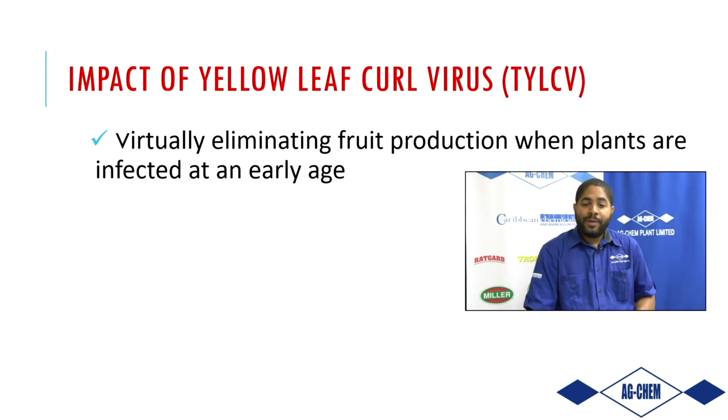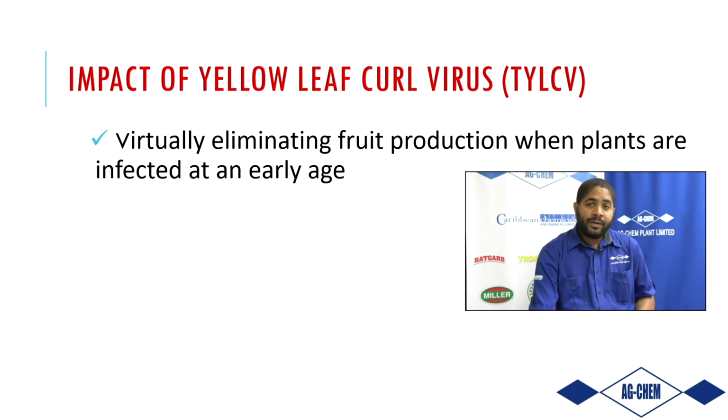Now, the impact of the yellow leaf curl virus, it will virtually eliminate all of your food production, especially when the plants are infected at an early stage. Typically, in the first 4 weeks, when the infection starts to show itself, it will severely limit your overall production, pretty much carrying it well down below 20%.